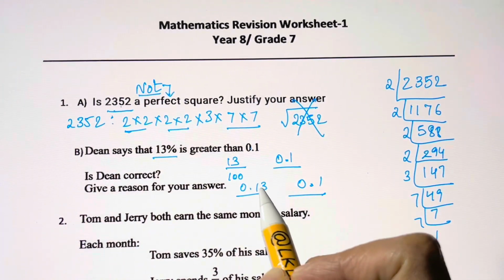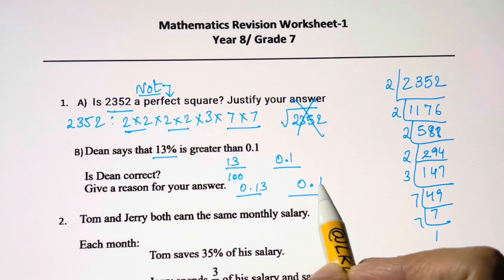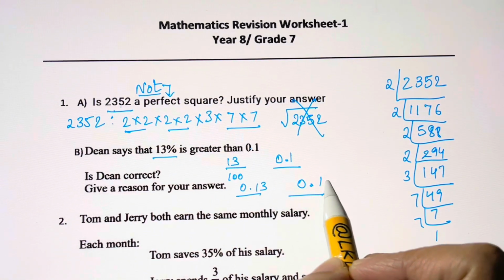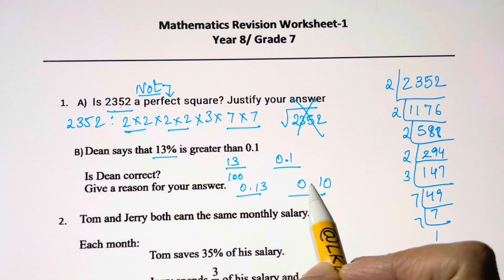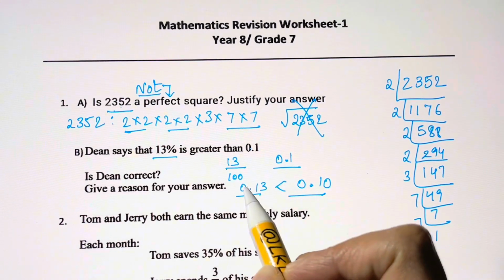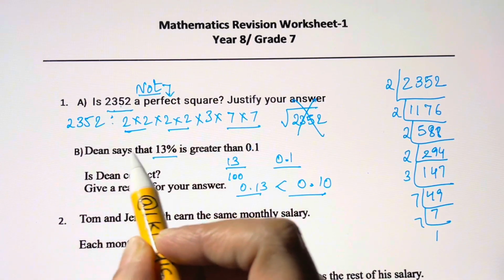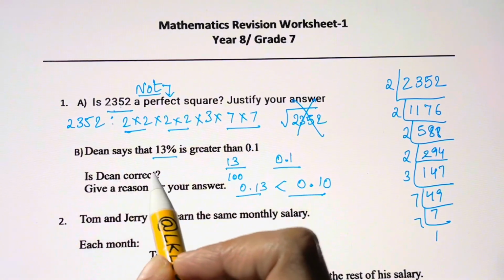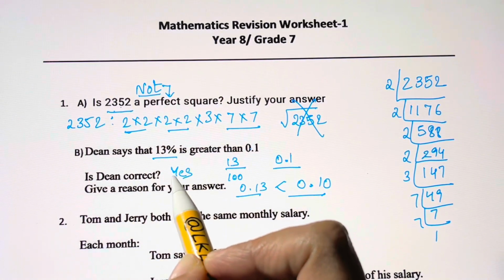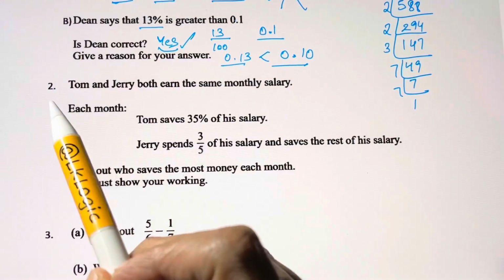So 13 out of 100 is 0.13 and this is 0.1. So which one is greater? Here we have 0.1, here we have 0.1. The second digit after 1 here is 0. So 0.10 is lesser than 0.13. So yes, Dean says that 13% is greater. Dean is correct. Yes. Let's see question number 2.